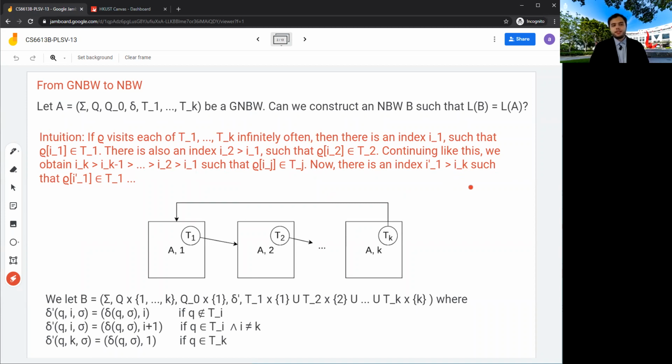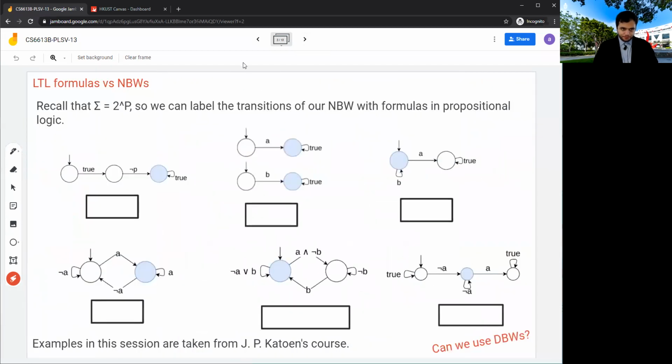So basically what this tells us is that from now on, we can just work with generalized non-deterministic Büchi automata. Whenever we have a GNBW, we can just apply this construction and turn it into an NBW. And this construction, of course, runs in polynomial time because I'm just taking k copies.